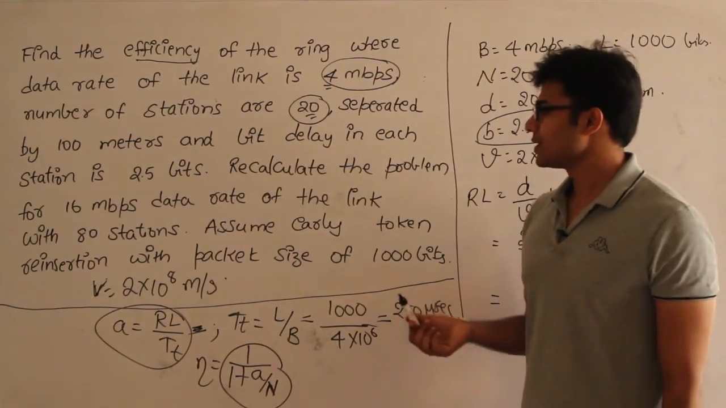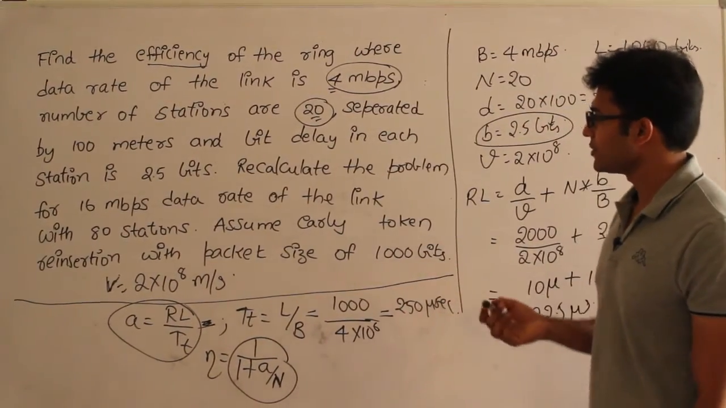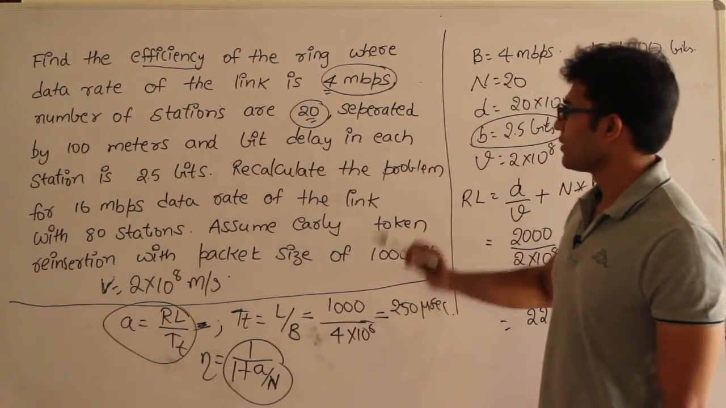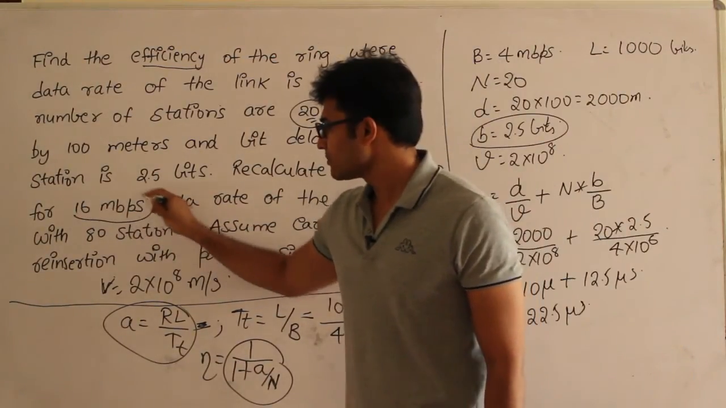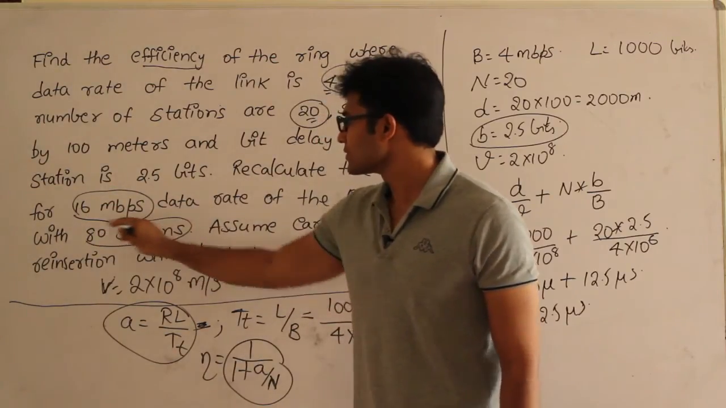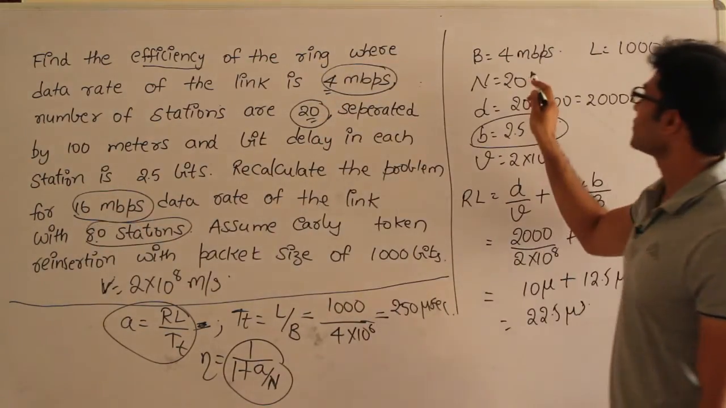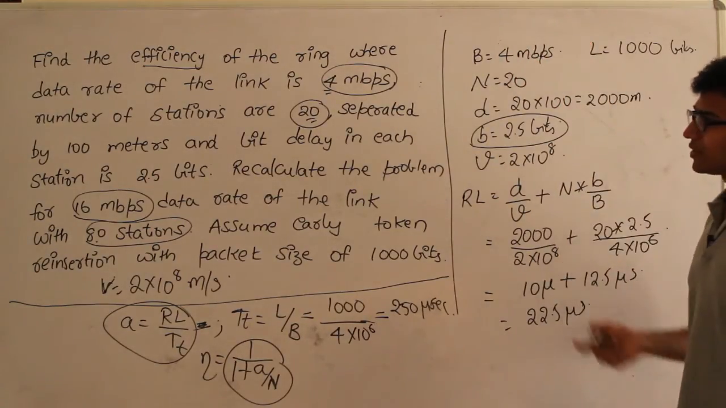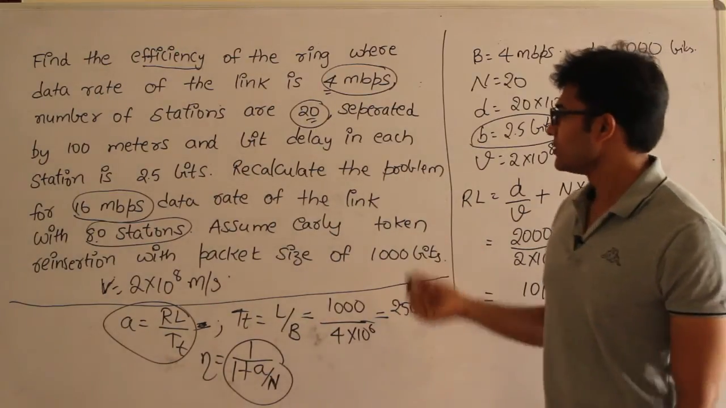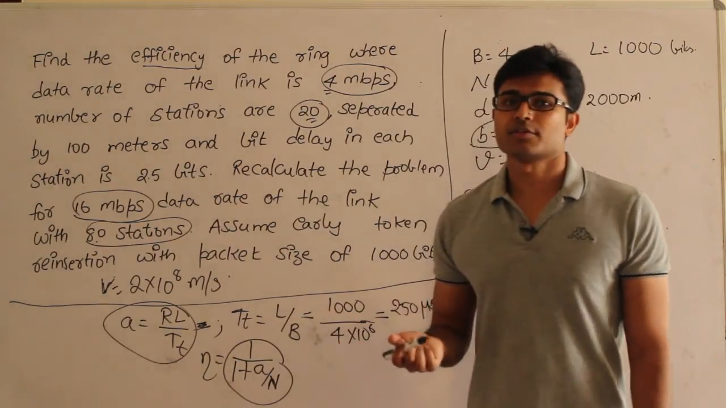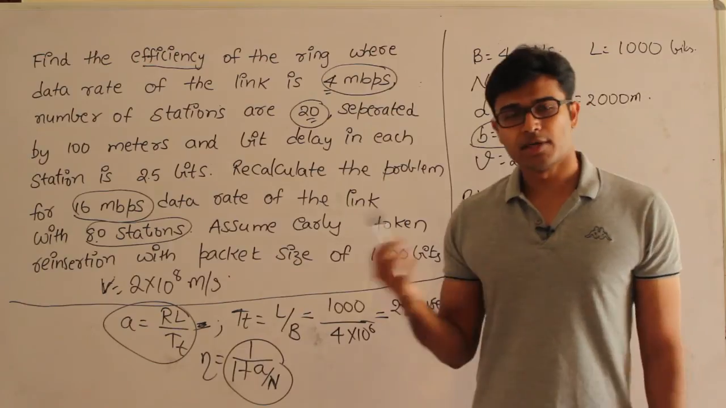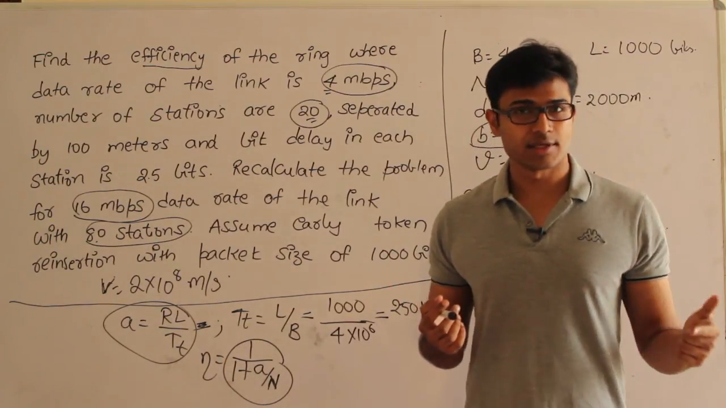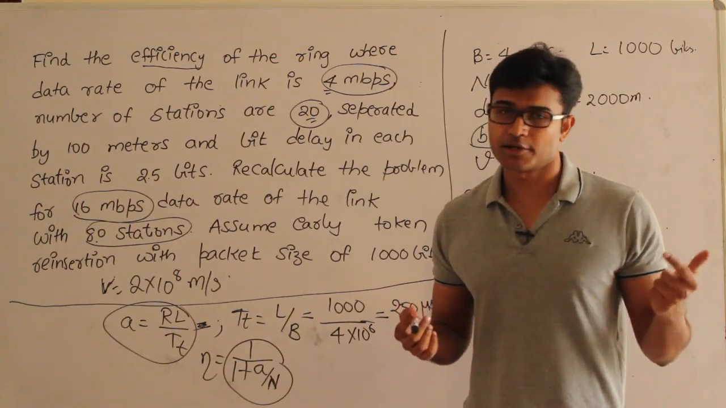Next, they are saying to recalculate the same problem for 16 Mbps bandwidth and 80 stations. So in place of N you put 80, and in place of bandwidth you put 16, and you do the same thing, right? That is what they are asking. It is not an important question, just straightforward substitution. Okay, so the main thing you should remember here is, whenever ring latency is given, go for ring latency. In case ring latency is not given, go for propagation delay, right?